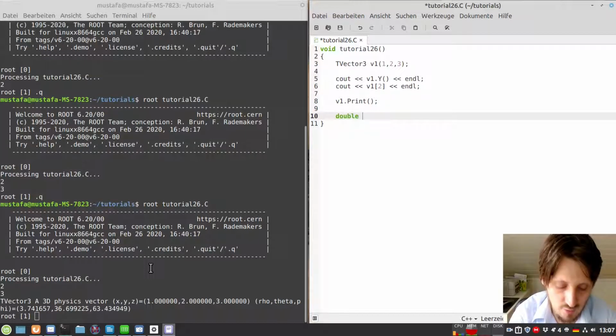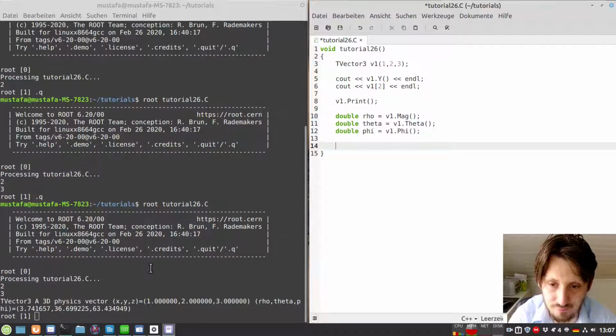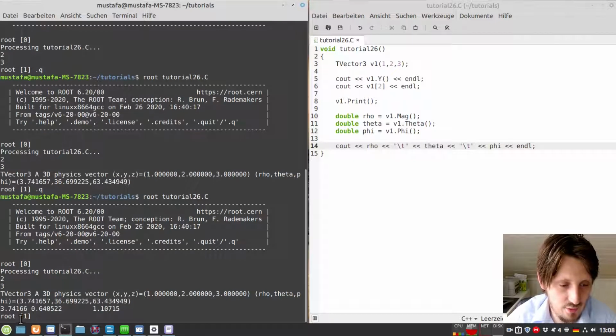And for this, we just create some new variables. Let's call it rho, which is basically the magnitude. So the member function to obtain the magnitude of the vector is just Mag. Then we also want to obtain the theta angle, the polar angle. And for this, it would be Theta. And of course, we can also do the same for the phi angle, which would be Phi. And now we can just give out all these values. So rho, and then let's make some tab in between. Then the next one would be theta, again a tab, and then phi and end line.